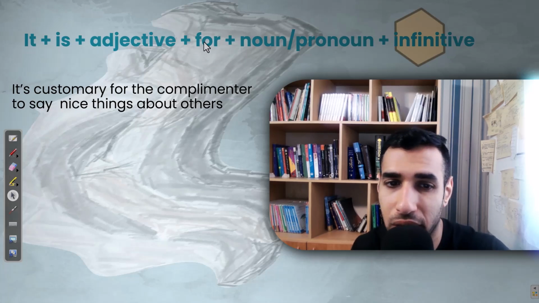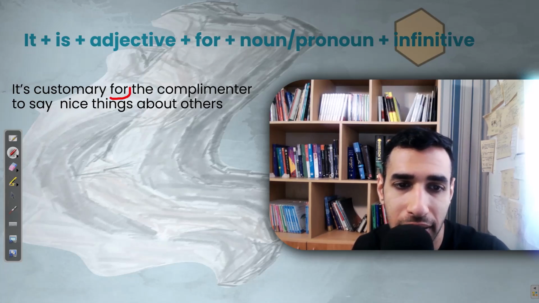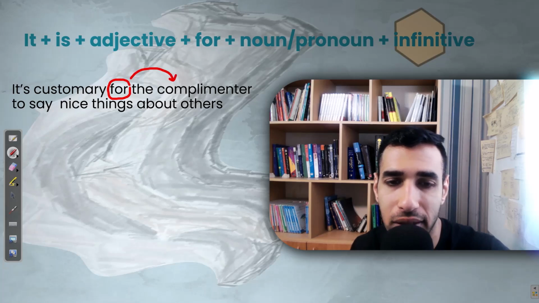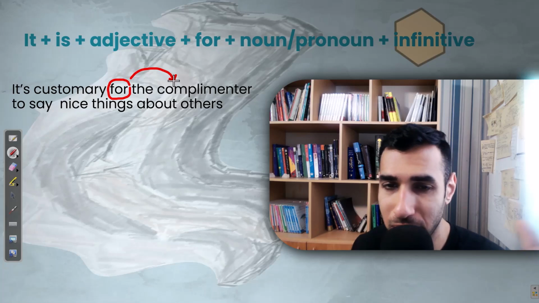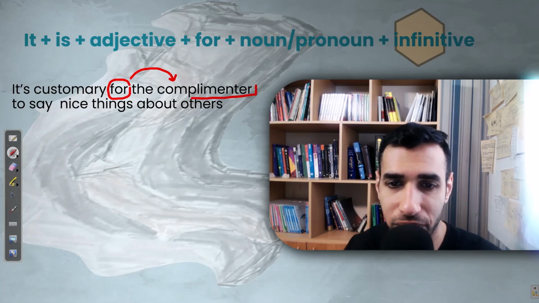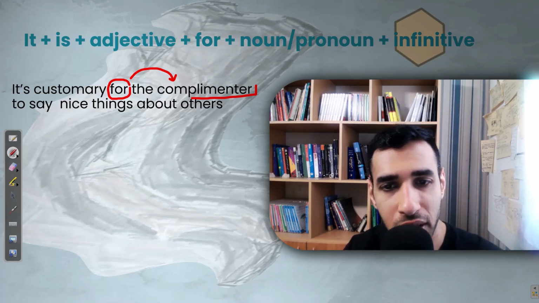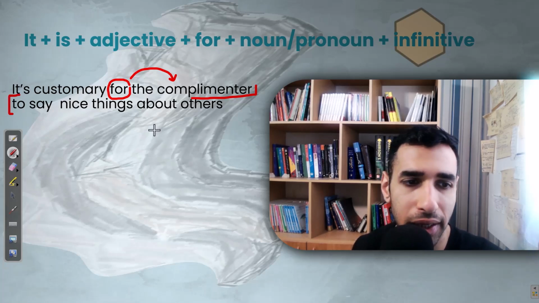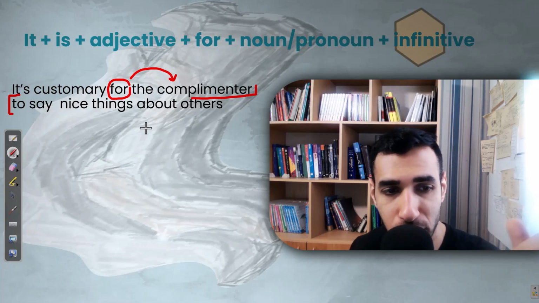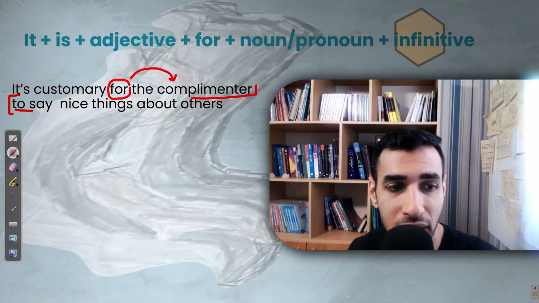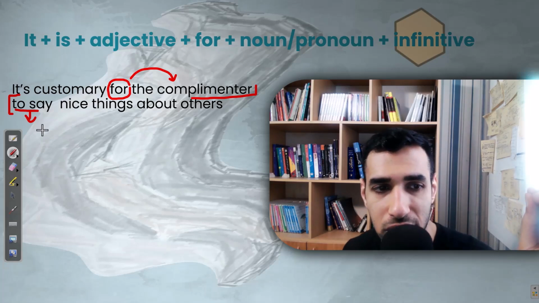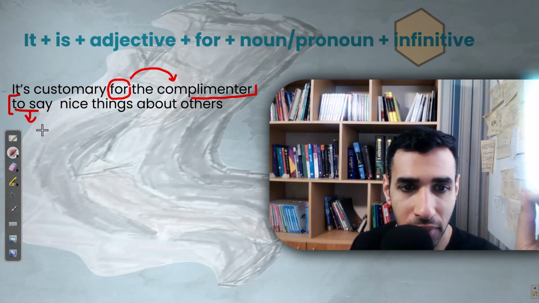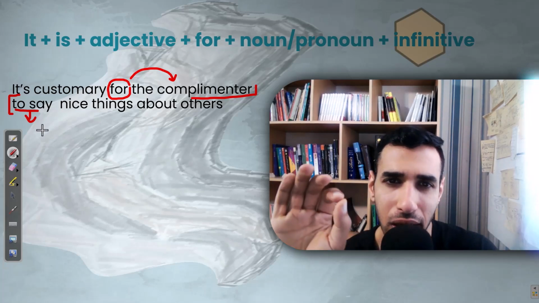So we have the word for, and then another person that is being mentioned, the complimenter. Or the complimenter is a group of people who compliment maybe another person. It's customary for the complimenter to our infinitive phrase, to say. Now, if you want to convert it to gerund phrase, we say saying. To say converts to saying. Saying nice things about others is customary for the complimenter. Can we add the word considered here?